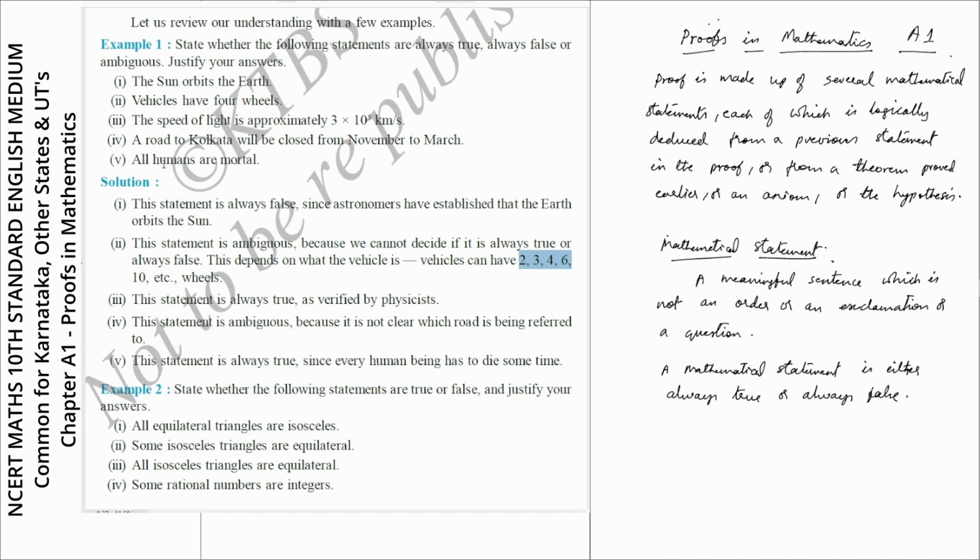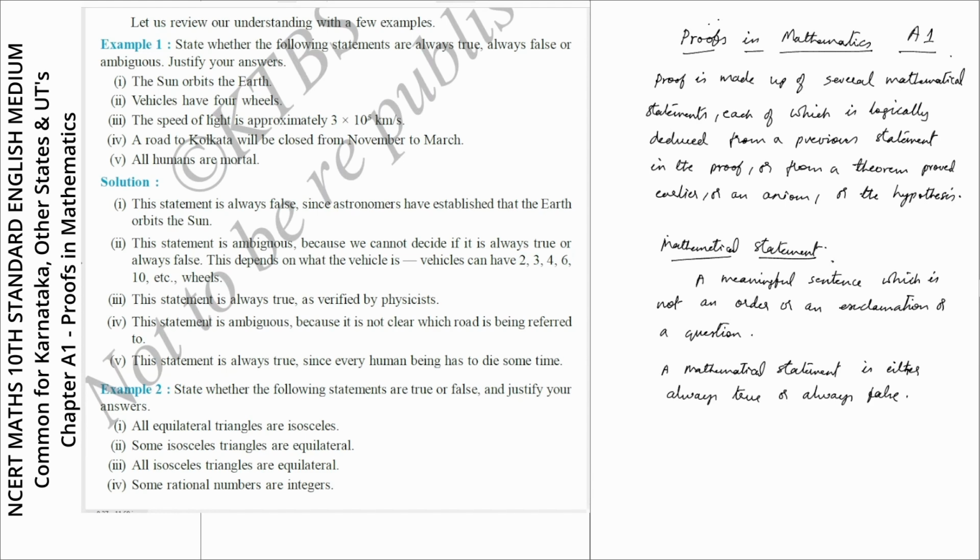The last one, all humans are mortal. So mortal means one who has death. Immortal means one who doesn't die. So all humans will die one day or the other. Therefore all humans are mortals, meaning all humans will die one day or the other. So this sentence is true. This statement is always true since every human being has to die sometime.